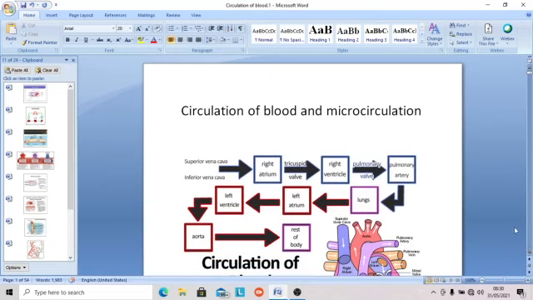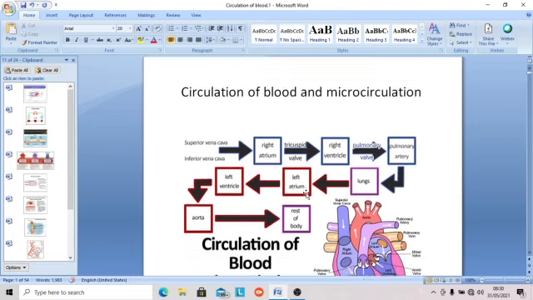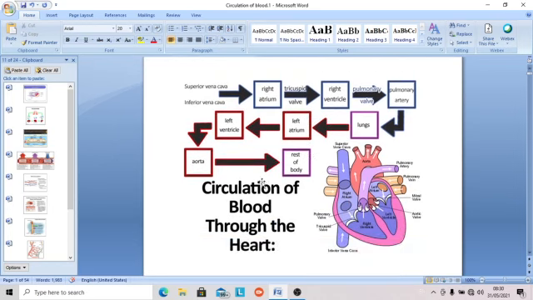Today we discuss the circulation of blood and microcirculation. We'll have a gross idea of the entire circulation of blood in the body. It is this figure. The blood comes from the superior and inferior vena cava to the right atrium, from below the level of the heart through the inferior vena cava, and from above the level of the heart through the superior vena cava.